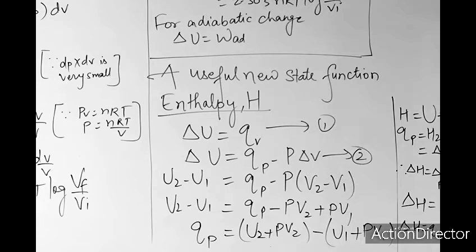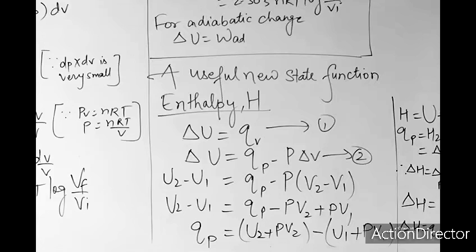But most of the chemical reactions are carried out not at constant volume, but in the flask or test tubes under the constant atmospheric pressure. We need to define another state function which may be suitable under this condition. First of all, this new state function, which is also known as enthalpy, denoted by capital H, you must remember what this new enthalpy is.